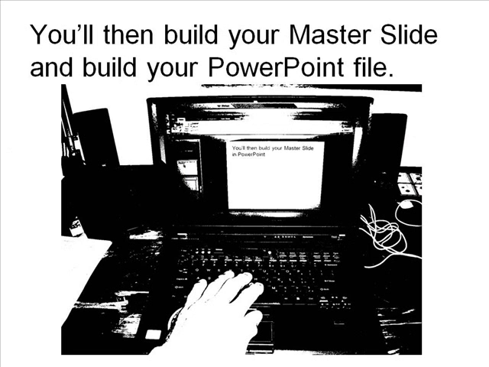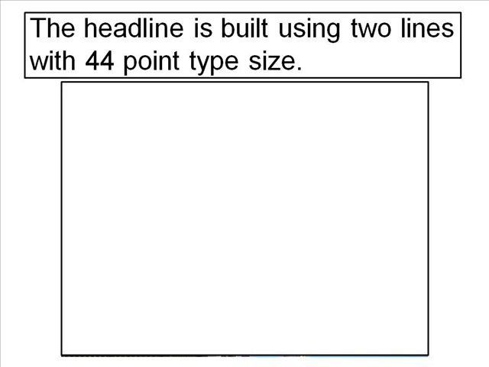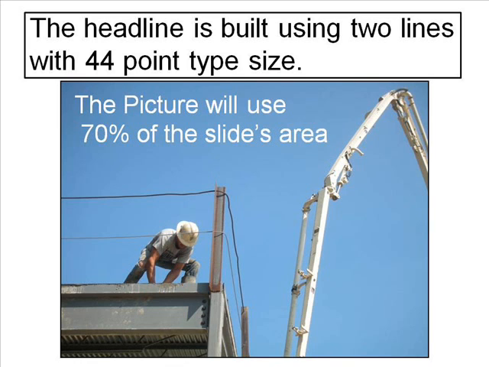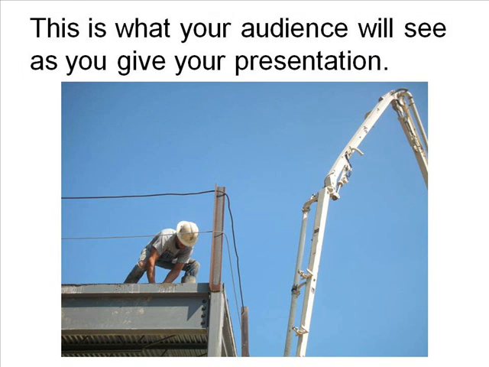Next, you'll build your master slide in the PowerPoint file. Now, a master slide begins with two rectangular sections. The upper section is reserved for the headline. The lower section is reserved for your picture. This is what your presenting slide will look like. It'll have a crisp headline and a relevant picture. This is an effective slide that supports your message. A good relevant picture and your spoken words will convey your message with far greater strength than on-screen text alone.